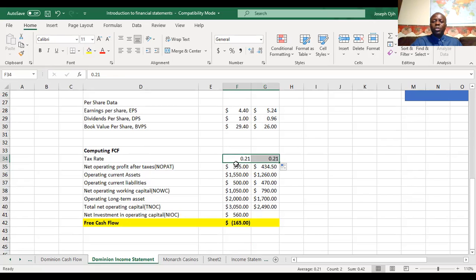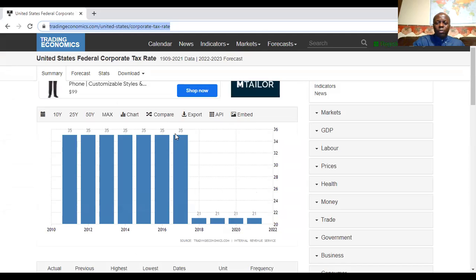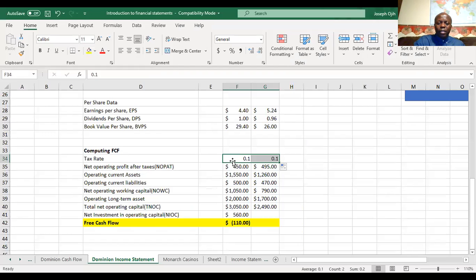Okay, suppose it is 10%, 0.10. See, it brings it down. So even though it is negative, it is not too bad. Now, let us see what happens if we put the corporate tax at the level it was before Trump came in, at 35%. Now you can see the effect it will have on the free cash flow, 0.35.